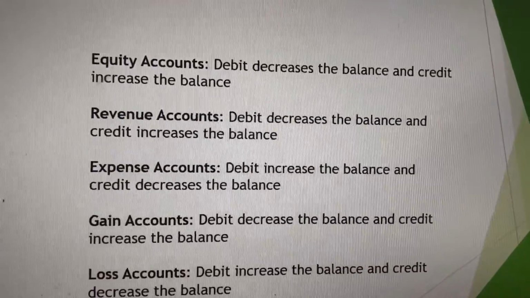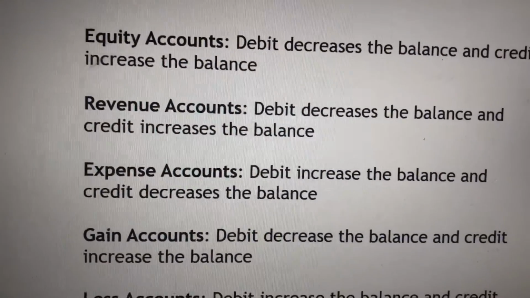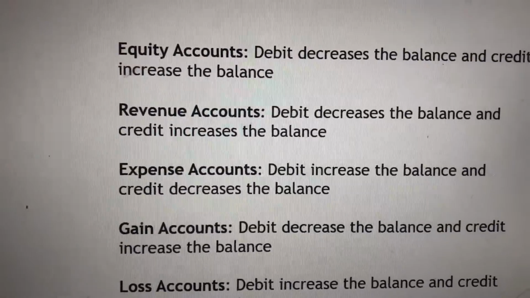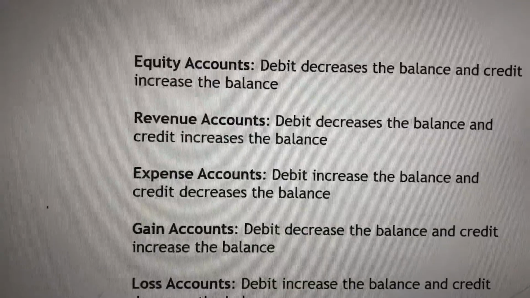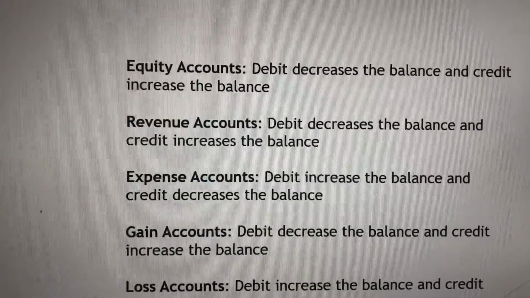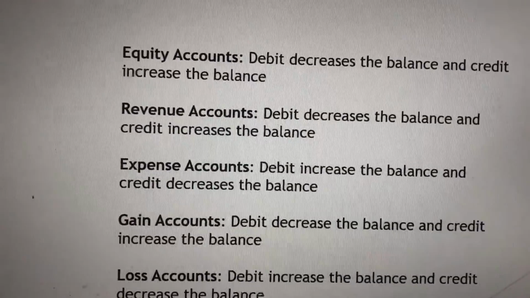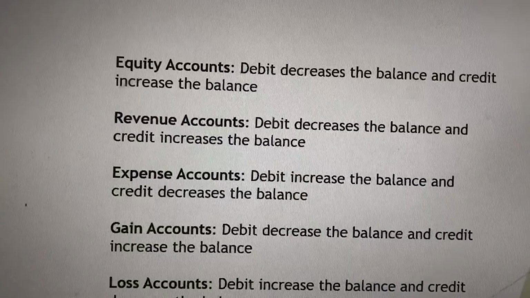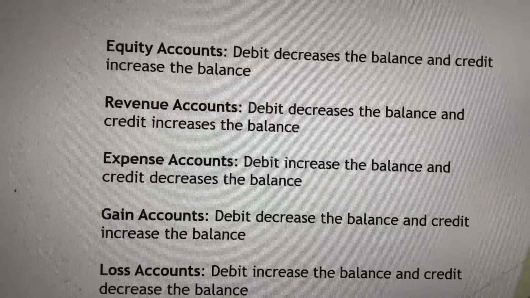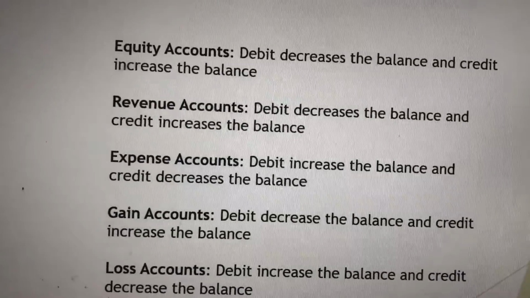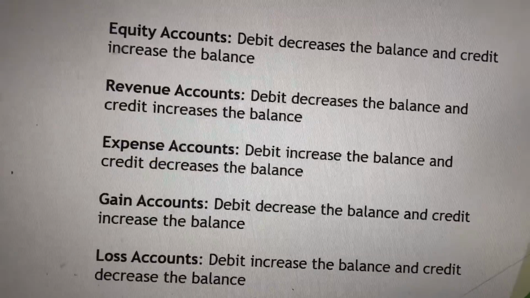Now, let's talk about equity accounts. For the equity account, debit decreases the balance and credit increases the balance in the account. Revenue, debit decreases the account, while credit increases the balance in the revenue account. The expense account, debit increases the balance and credit decreases the balance. The gain account, debit decreases the balance and credit increases the balance. The loss account, debit increases the balance and credit decreases the balance.